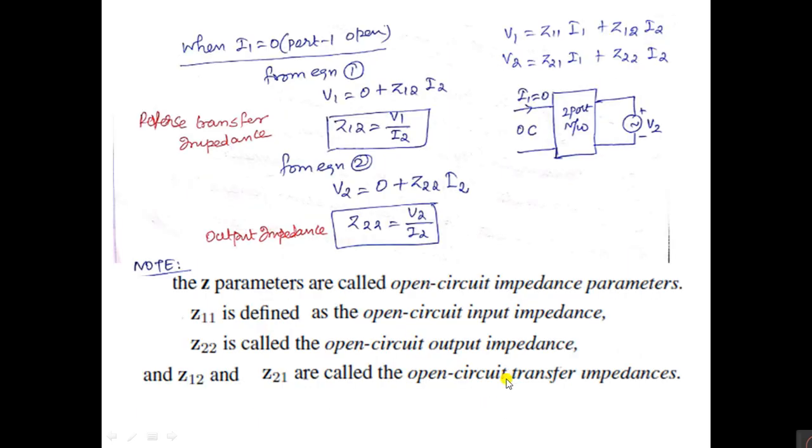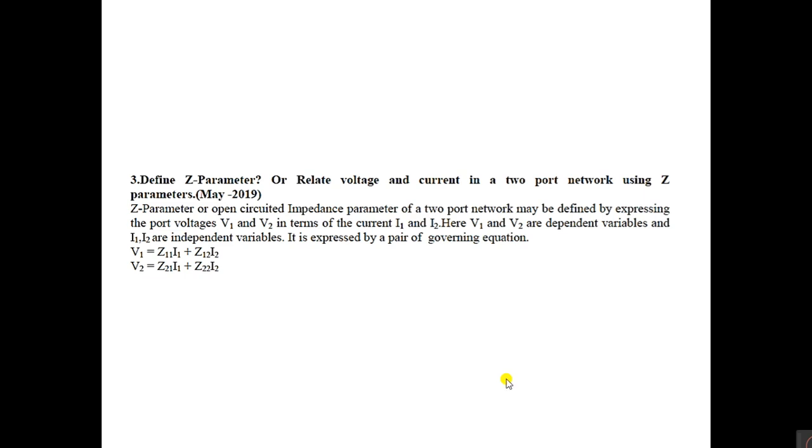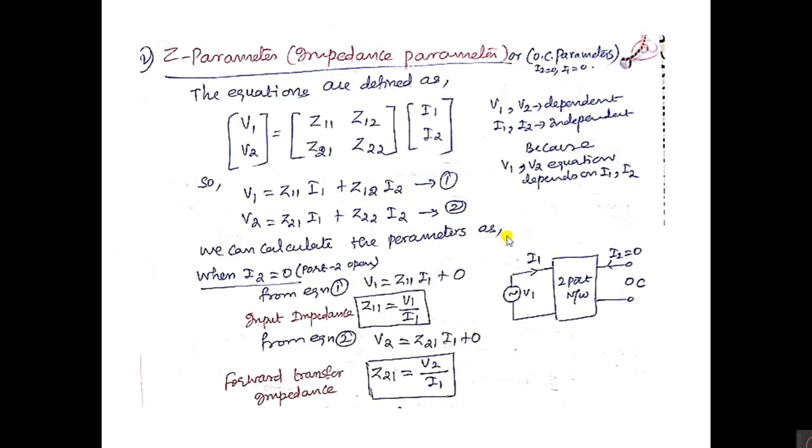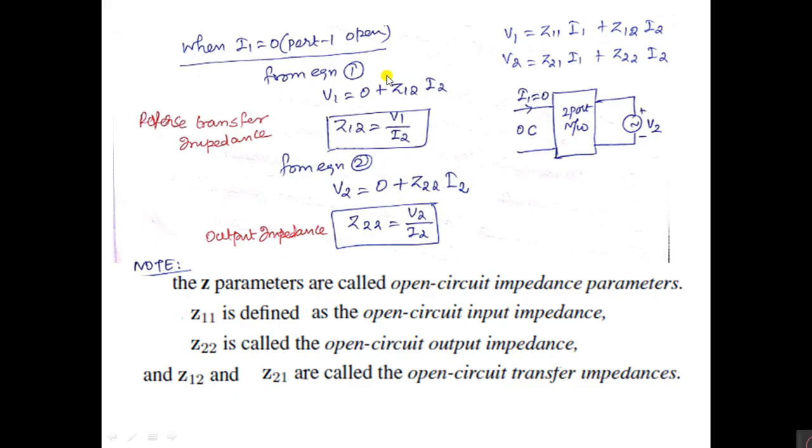Next, similar to the previous case, we need to discuss how to find Z12 and Z22. To find Z12, Z22, make I1 equal to 0. So put I1 equal to 0 in equation 1. Now you will get V1 equal to 0 plus Z12 into I2. So from this Z12 equal to V1 by I2. From equation 2, make I1 equal to 0. So you will get V2 equal to 0 plus Z22 I2. So from this Z22 equal to V2 by I2.